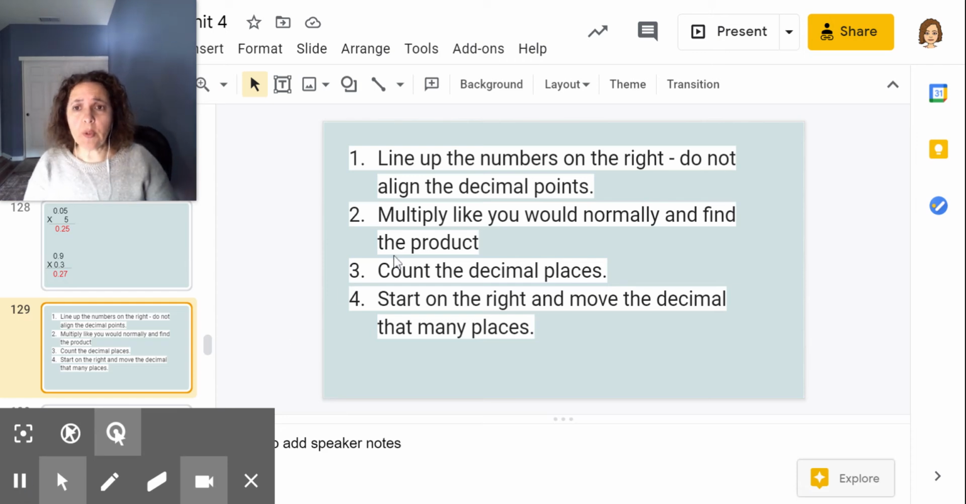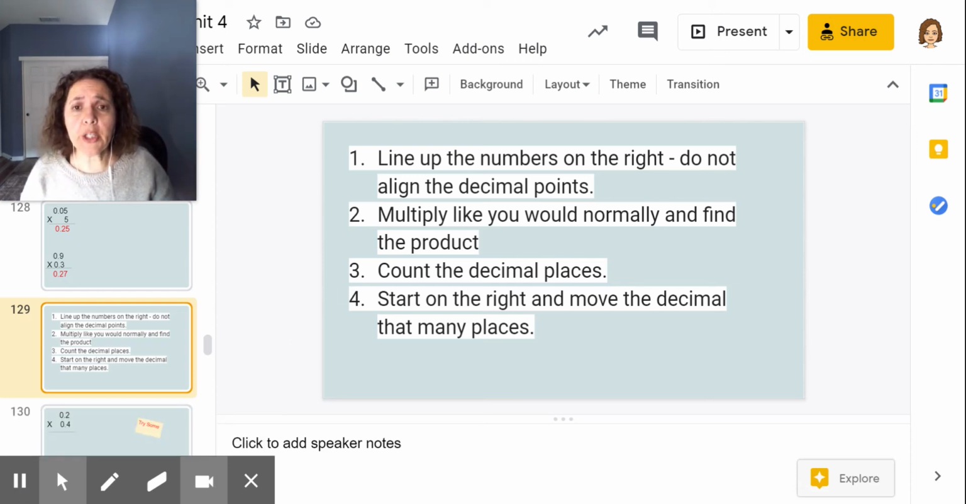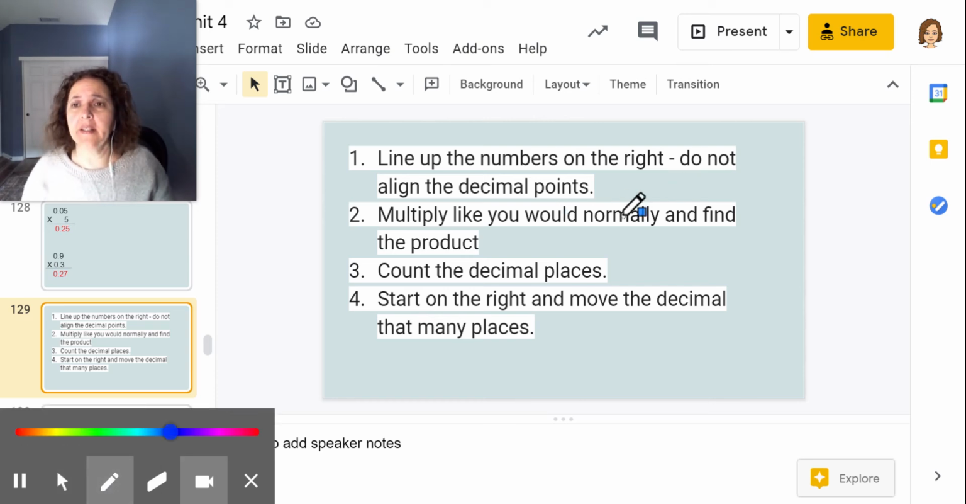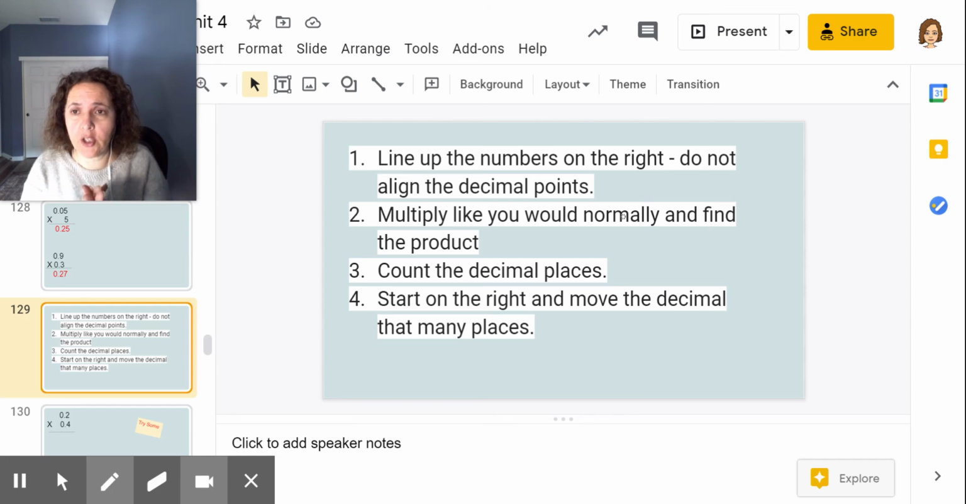So what do we do when we multiply decimals? You line up the numbers on the right. Do not align the decimals. That's only for addition and subtraction, okay? So not in multiplication. In multiplication, you do not line up the decimals. Just line up the numbers to the right. Ignore the decimals and just multiply like you normally would. Count the decimal places. Start on the right, so add your decimal place at the end of the number and move your decimal that many places.